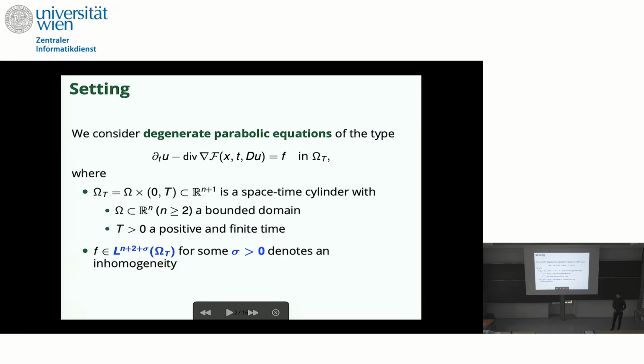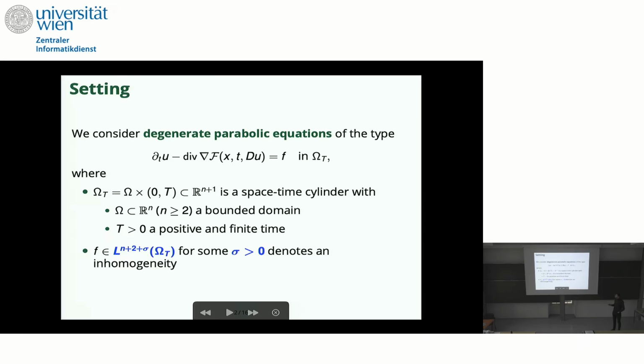We consider degenerate parabolic equations of this type, in divergence form with a right-hand side f, and as usual we consider this equation in a space-time cylinder Ω_T, taking over some spatial bounded domain in R^n for some finite time T greater than 0. Also note that we include a right-hand side f. This right-hand side f is only assumed to belong to a good enough Lebesgue space. So L^(n+2) would be critical. We need a bit better. So we assume L^(n+2+σ) for some arbitrarily small σ greater than 0.